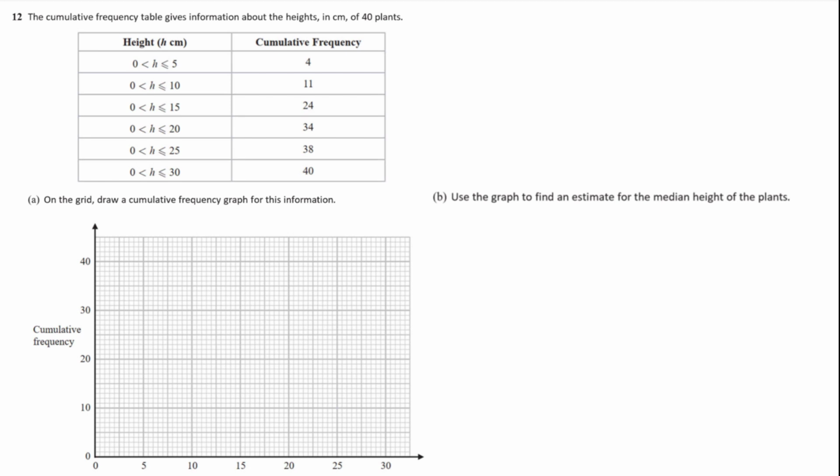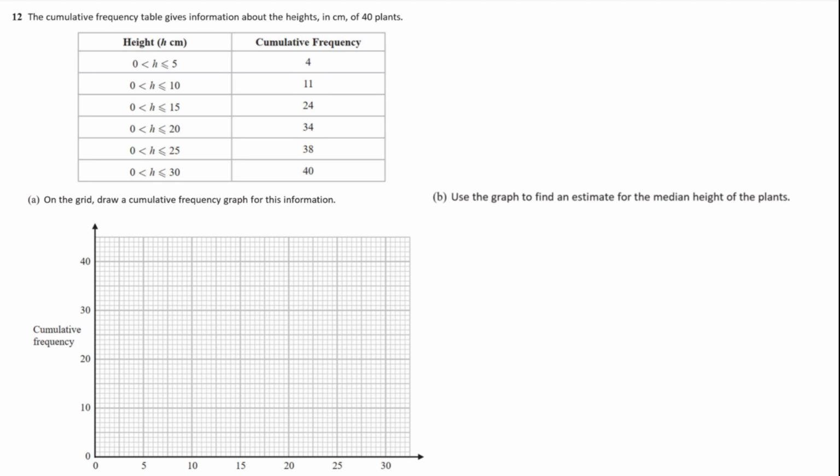Question 12. The cumulative frequency table gives information about the heights in centimetres of 40 plants. Okay, and then I've got a cumulative frequency table here. Now notice it is cumulative frequency and not frequency. So normally you're given a frequency table and asked to draw a cumulative frequency curve, but you've already been given a cumulative frequency here, so don't go adding these up, okay, because you're going to go all terribly wrong.